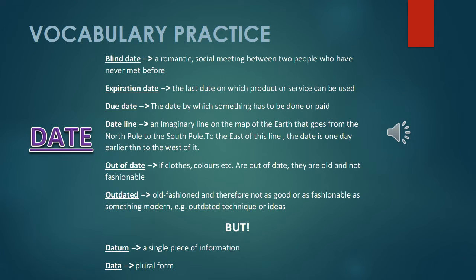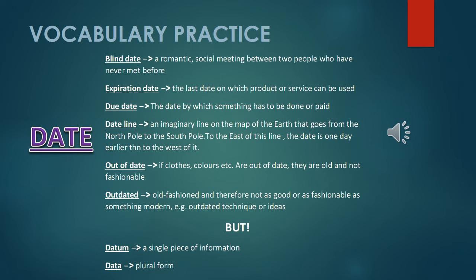Now, outdated is a little bit different. Let's say out of date and outdated, they may be slightly different in meaning. Because outdated means old-fashioned and therefore not as good or as fashionable as something modern, for example, while we speak about outdated techniques or ideas.